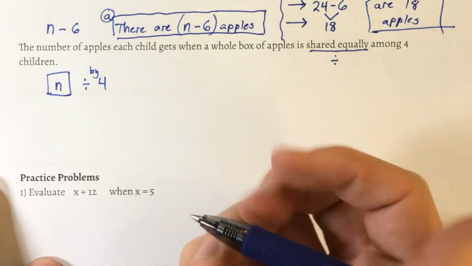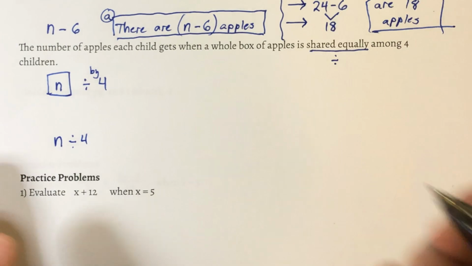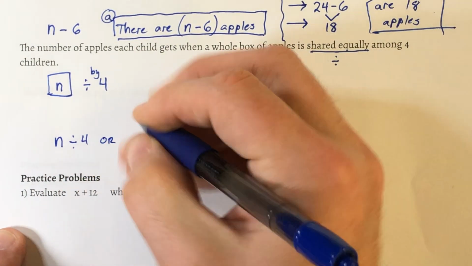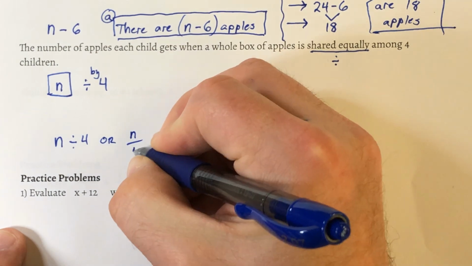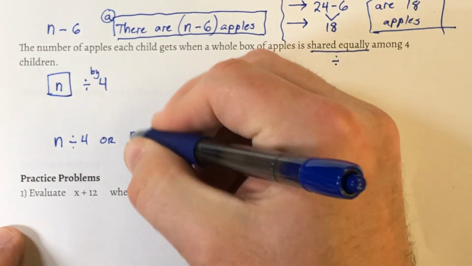So what would I write? Well, we have n apples. We're going to divide by 4. So we have n divided by 4. I could leave it like that or write it as a fraction. N divided by 4 like that. And that's what we're going to actually use for our answer.